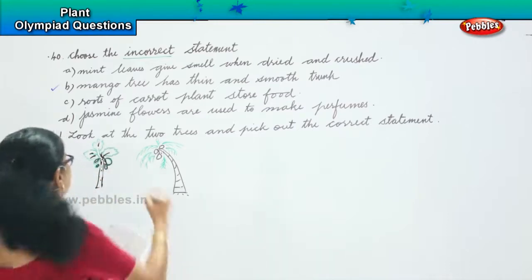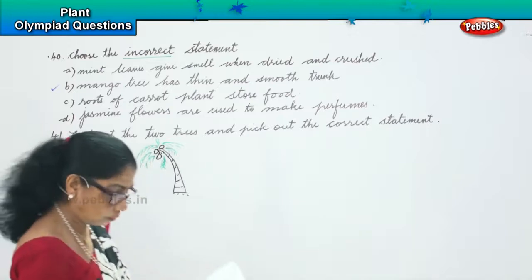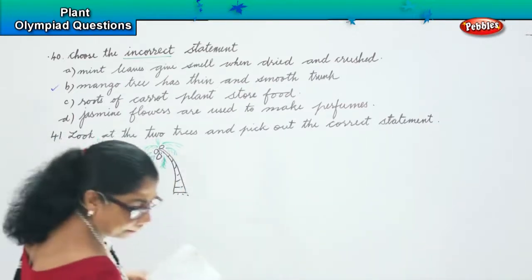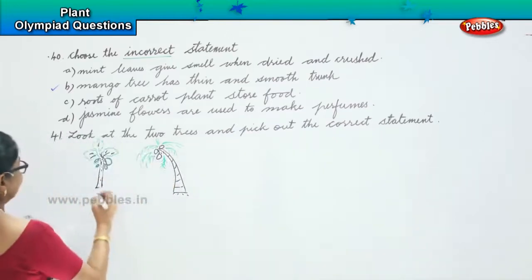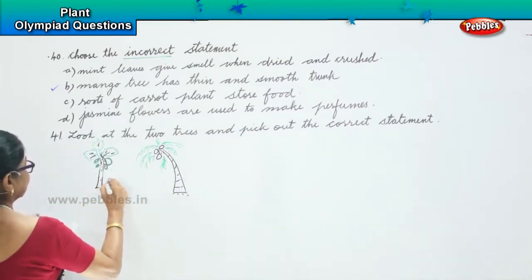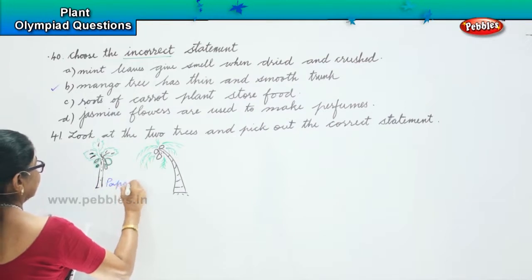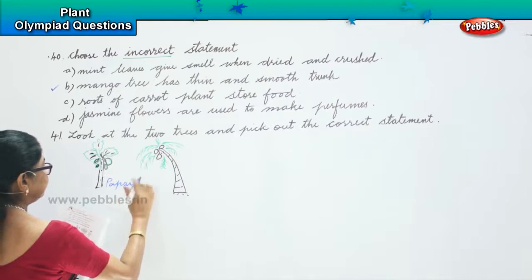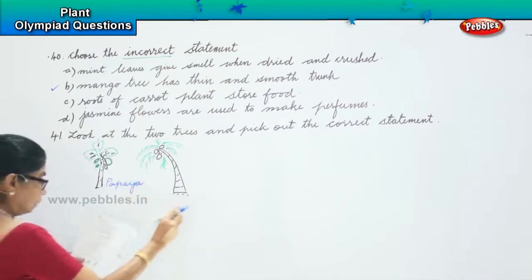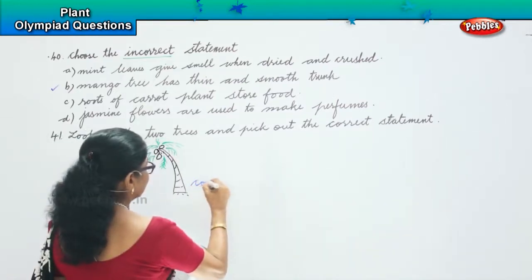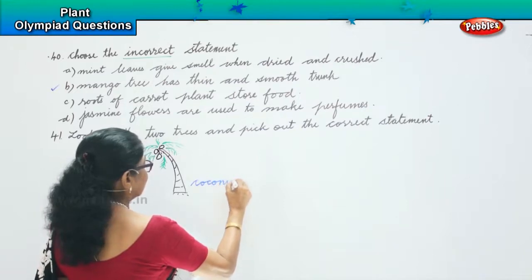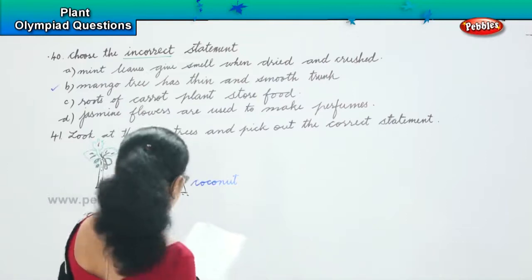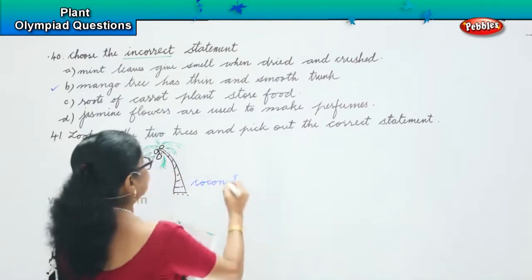Okay, here are the two trees. This one is papaya tree. Okay, and this one is coconut. So we have two trees here. Now we are supposed to choose the answers. Okay, option A.